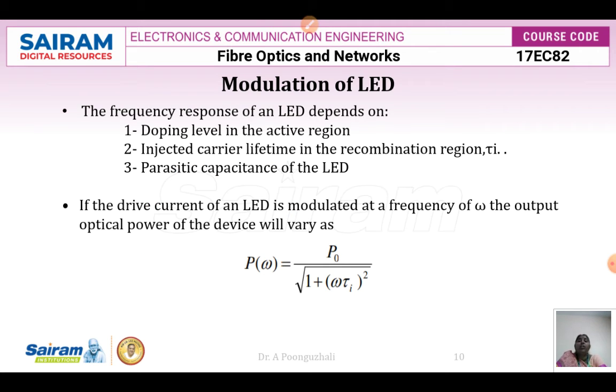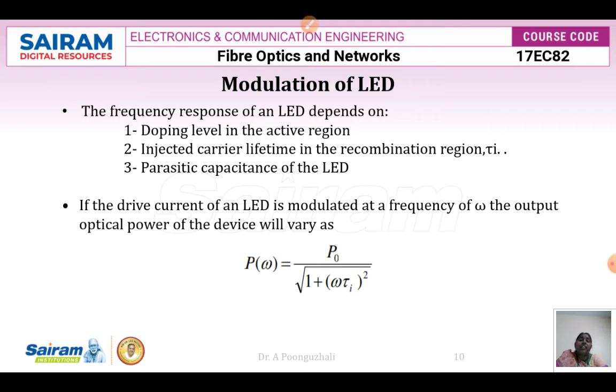So here, the modulation of the LED. In this case, the frequency response of the LED is going to depend on 3 parameters. One, the doping level in the active region, next is the injected carrier lifetime in the recombination region, tau I, then the parasitic capacitance of the LED.